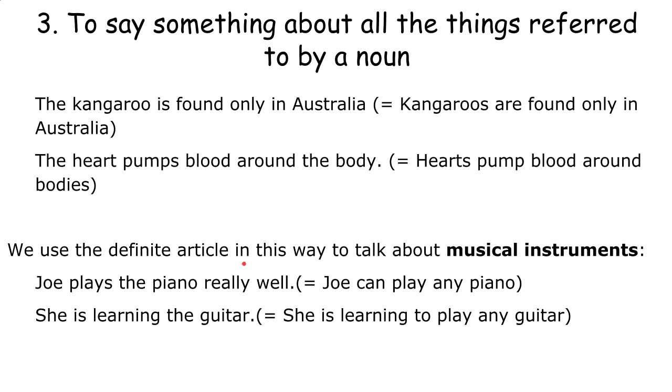We use a definite article in this way to talk about musical instruments. Let's take an example. Joe plays the piano really well. So I'm not talking about a particular piano. Joe can play any piano. She is learning the guitar. So she's not learning a particular guitar, she is learning to play any guitar.